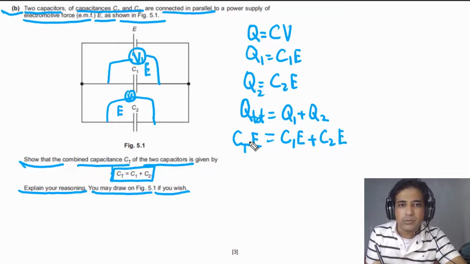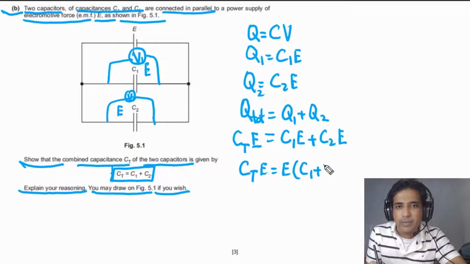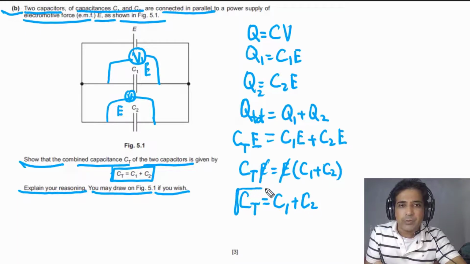Now in this case you can see E is common, so we can rewrite this. We can write down C_T E. This one is equal to E times (C1 plus C2). So E is common on both sides, simply we can cancel. So our final answer, the value of C total, will be equal to C1 plus C2. So this is what we need to derive, and this is our final answer.